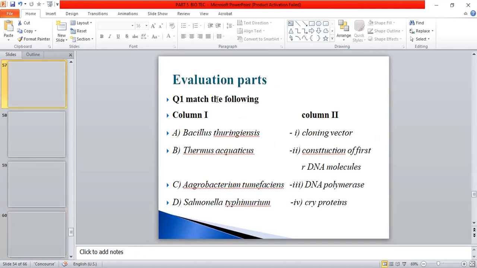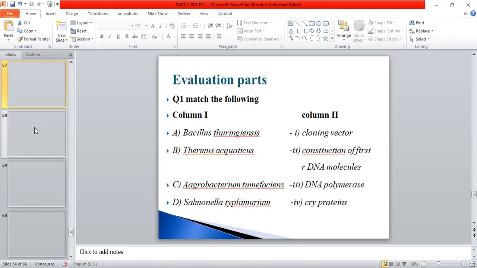The next part is the evaluation part. We will see the remaining things in the next classes. Here you must note it down: five questions have been reported. One is a match the following, column 1 and column 2. Bacillus thuringiensis, Thermus aquaticus, Agrobacterium tumefaciens, and Salmonella typhimurium. These are very important. Taq polymerase from Thermus aquaticus gives DNA polymerases. Agrobacterium tumefaciens is nothing but the cloning vector. Salmonella typhimurium, construction of the first rDNA molecules.